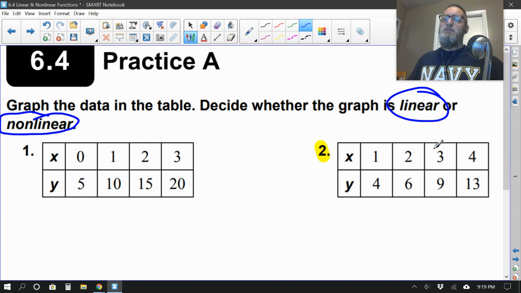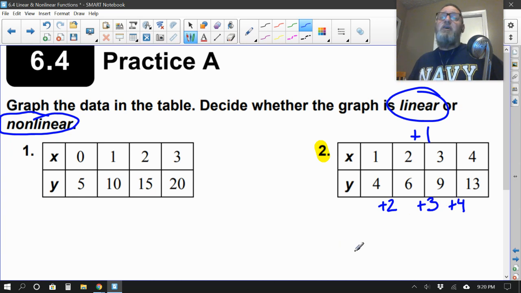So 1, 2, 3, 4. Well, that's increasing by 1. What are my y's doing? 4, 6, 9, 13. 4 to 6, that's an increase of 2. 6 to 9, that's an increase of 3. And 9 to 13, 9, 10, 11, 12, 13, that's an increase of 4. No, we do not have a consistent, constant rate of change.